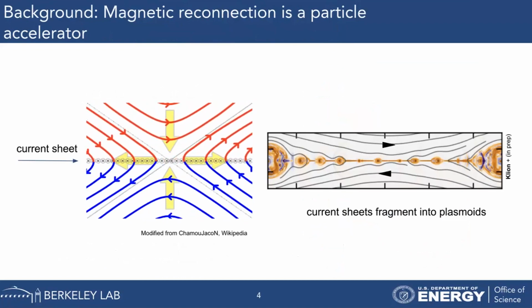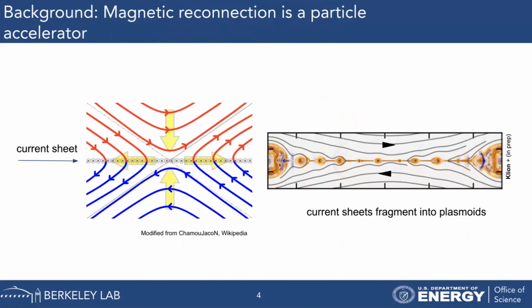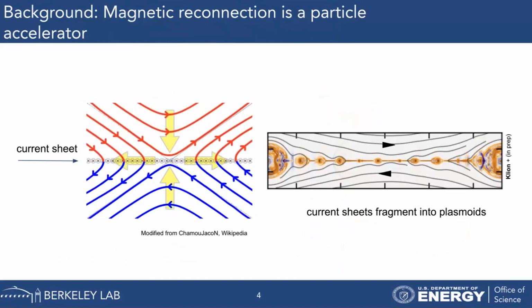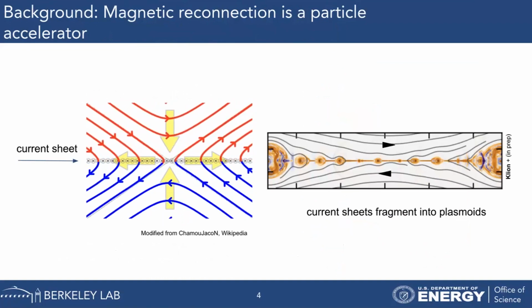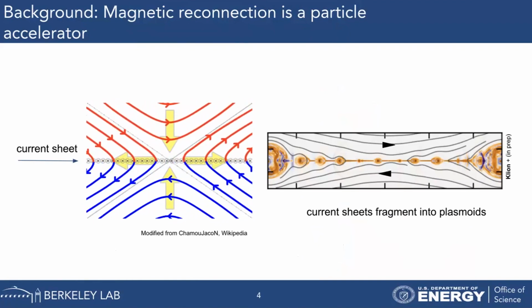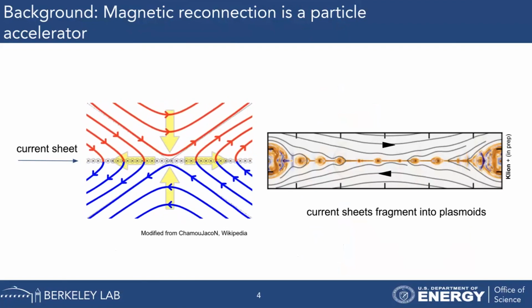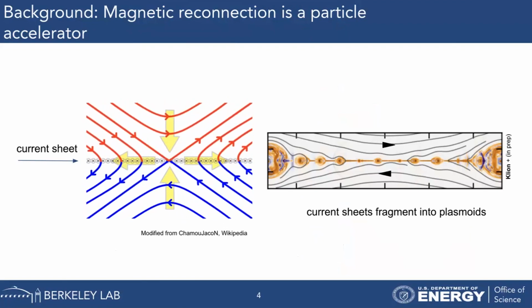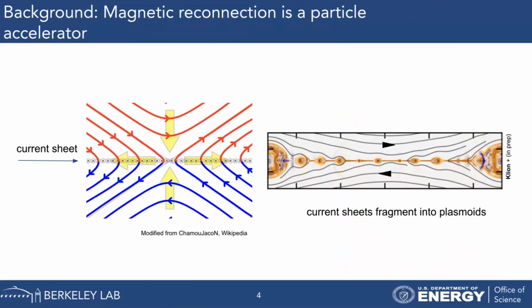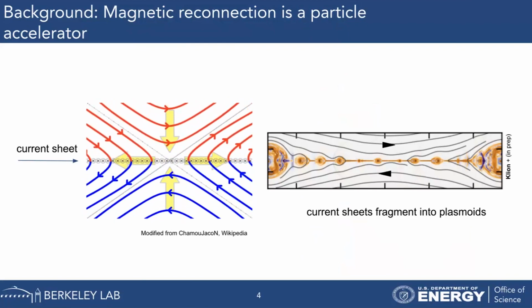Now, one thing I'll be talking about a lot throughout this talk are these current sheets. So a current sheet in this case is a sheet of current, in this case flowing into the page. And the reason why current sheets are important is because they are a site of particle acceleration, and in particular magnetic reconnection, which is one of the processes that's expected to operate around pulsars.